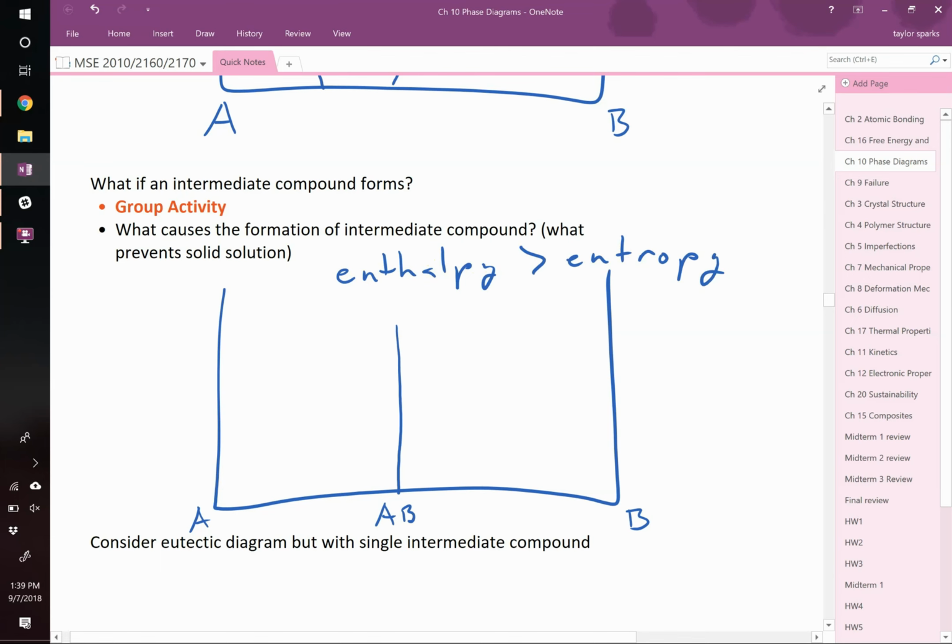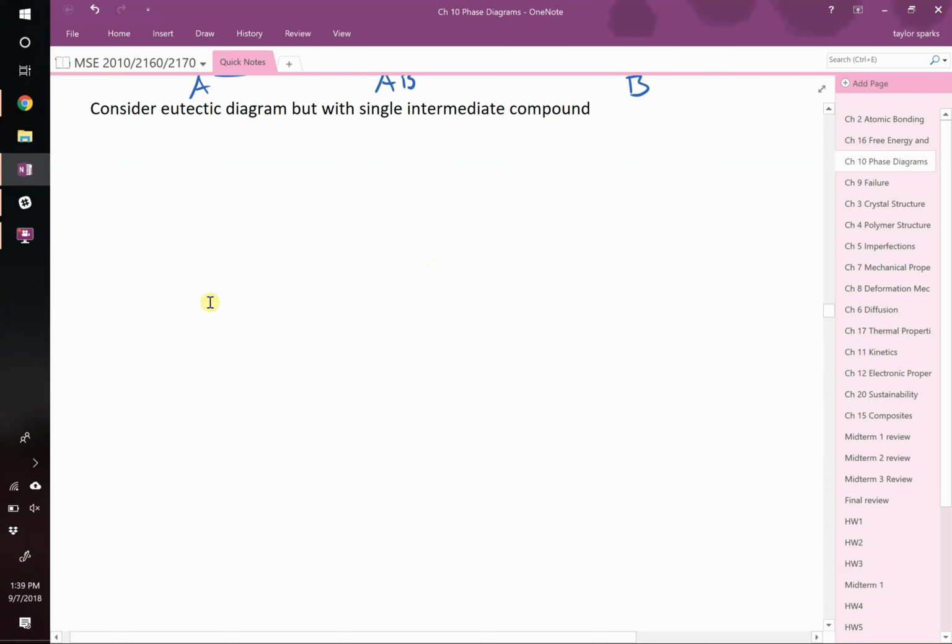And therefore, you get an overall reduction in your free energy by it forming, okay? Okay, so let's consider a eutectic diagram, just like we did before, but now we're going to put a single intermediate compound in the middle. So it might look something like this.